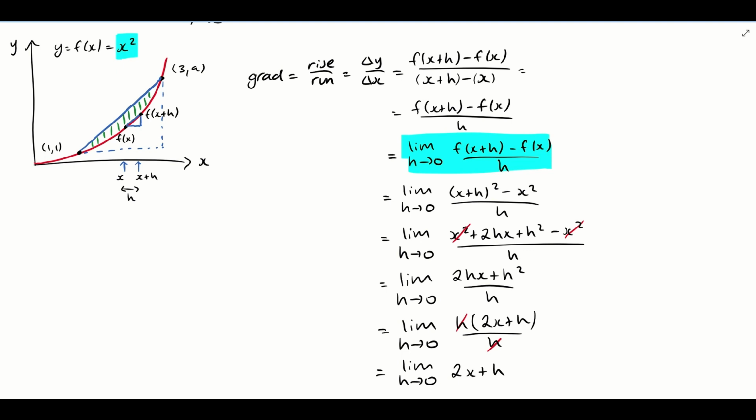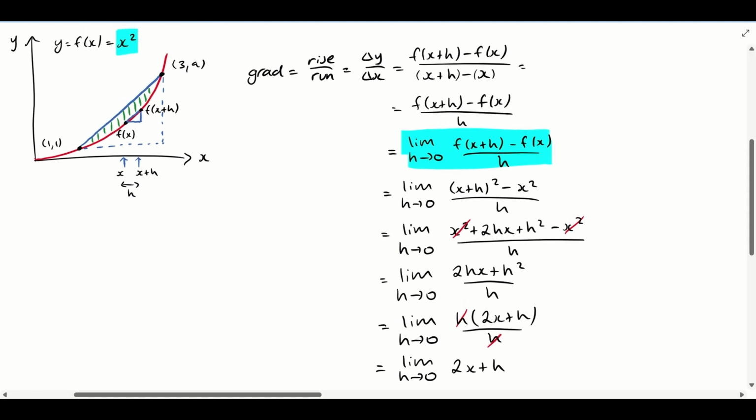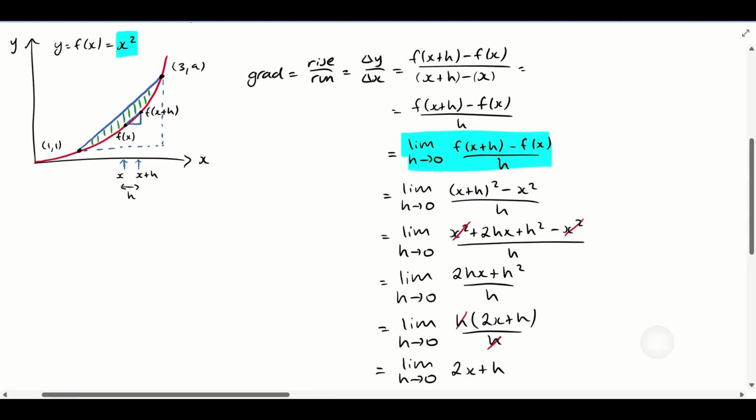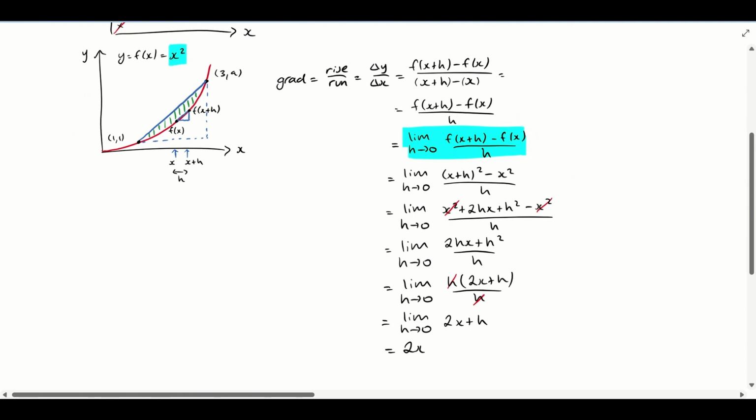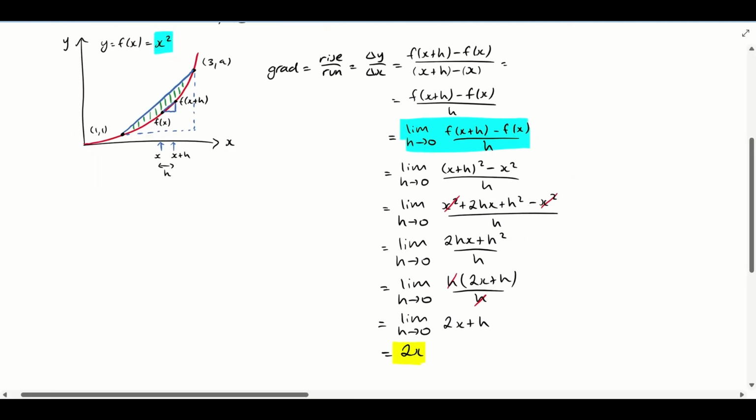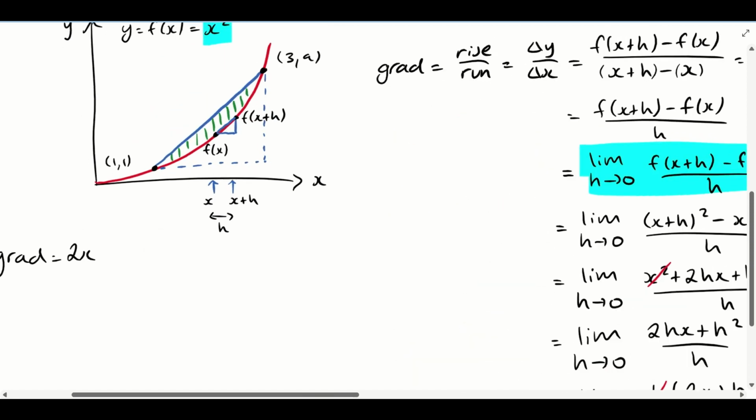Well, as h becomes so small, it's going to become negligible. If we have 6 and we add on 0.0000 with a million zeros and a 1 on the end, it's still going to be pretty damn close to 6, right? So we can just write this as 2x. So our gradient, our solution now, is 2x. But what does that mean? Okay, so that I can zoom in a bit, we're going to write that our solution was the gradient is equal to 2x.